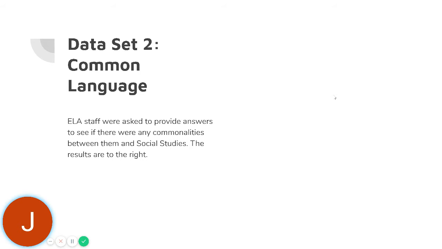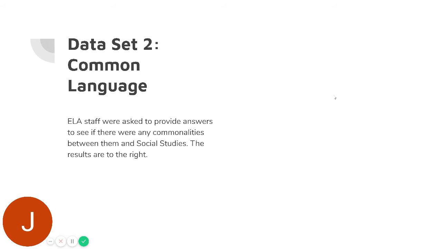So the data set 2 we're going to talk about is a common language between the ELA department and the social studies department. When I reached out, it turned out that the ELA department did not have a common language among themselves. This led me to believe it was going to be a slightly difficult task to try and come up with a common language between the social studies and ELA department when their department didn't have one themselves.